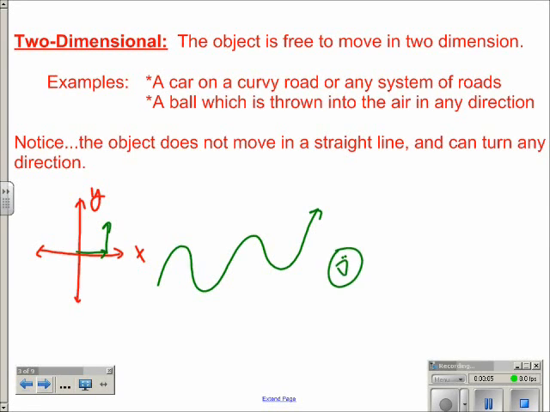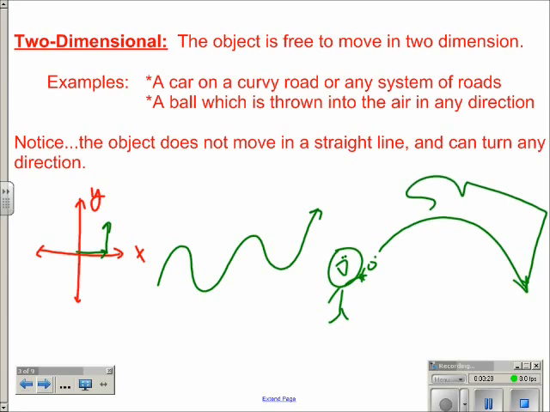Okay, the ball is traveling in 2 dimensions. It's not just traveling along a straight line. In 2-dimensional motion, the object does not necessarily have to move in a straight line, and it can turn in any direction. A bird could swoop down and pick up this ball and carry it this way, and then this way or whatever. So as long as it's not going in a straight line, that is 2-dimensional motion.